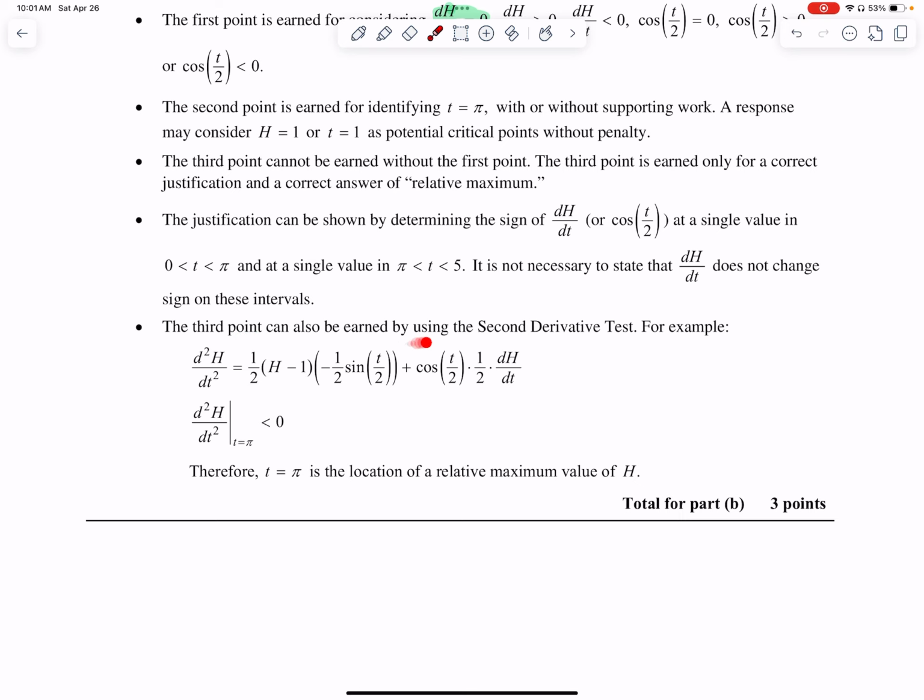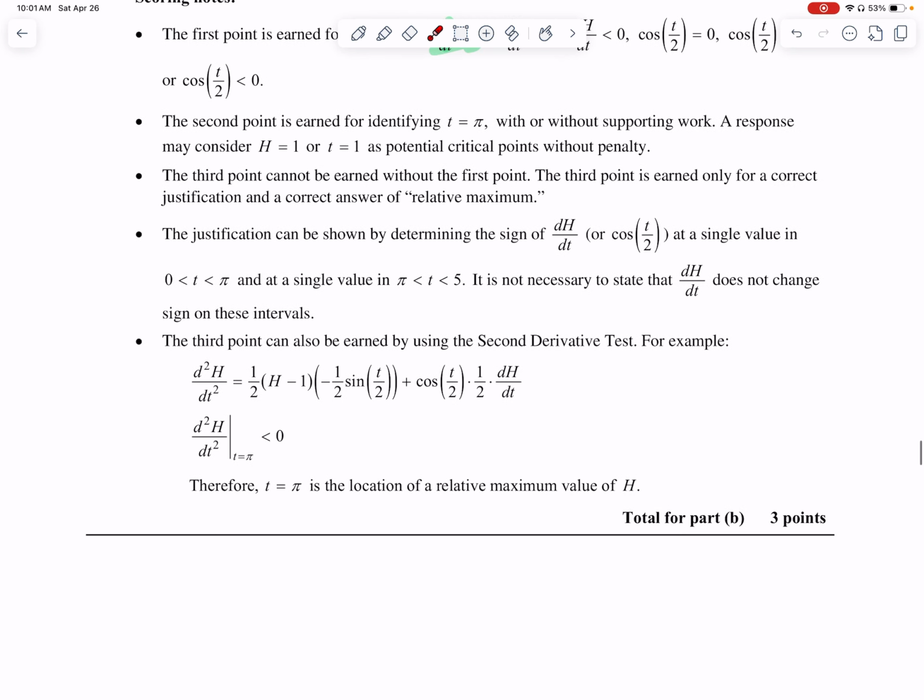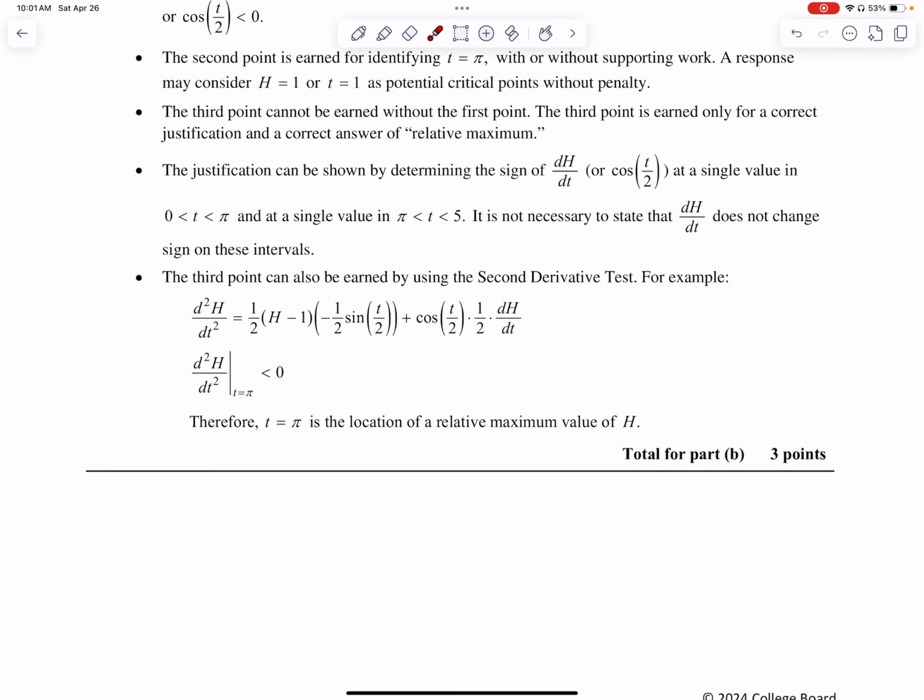And then the third point can also be earned using the second derivative test. Oh, so smart. Here, let's see. Did they do this exactly the way that I did it? They did do some implicit differentiation. Okay, they have theirs in switched order, but that's okay. Here's this negative half times this was that negative 1/4 that we had before, and the sign, and then yes, it does look good. And they evaluated that at pi and said it was negative, so therefore it's the location of the relative maximum.